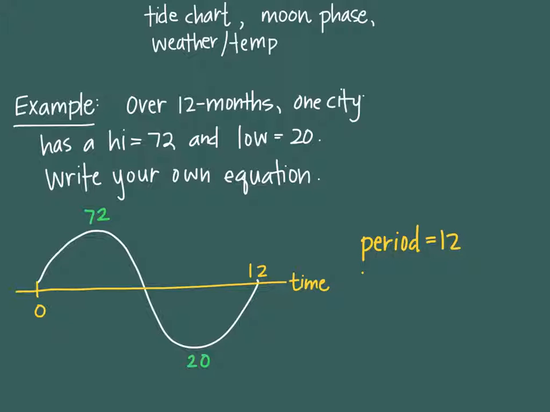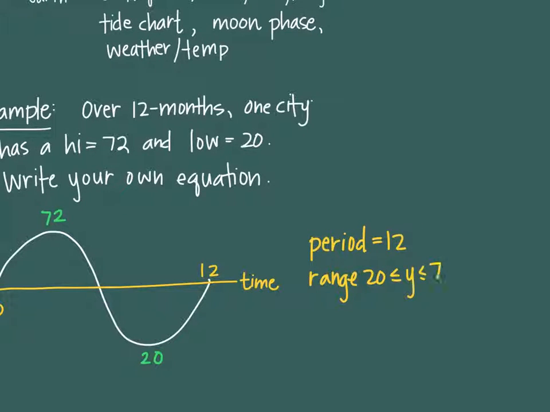So our range right now is 20 to 72. What's the space between 20 and 72? 52. Okay, there's a gap of 52 between there and there. So if there's a 52 degree gap between the high and the low, how much of that is above the x-axis and how much of that is below the x-axis if it has to be equally spaced?